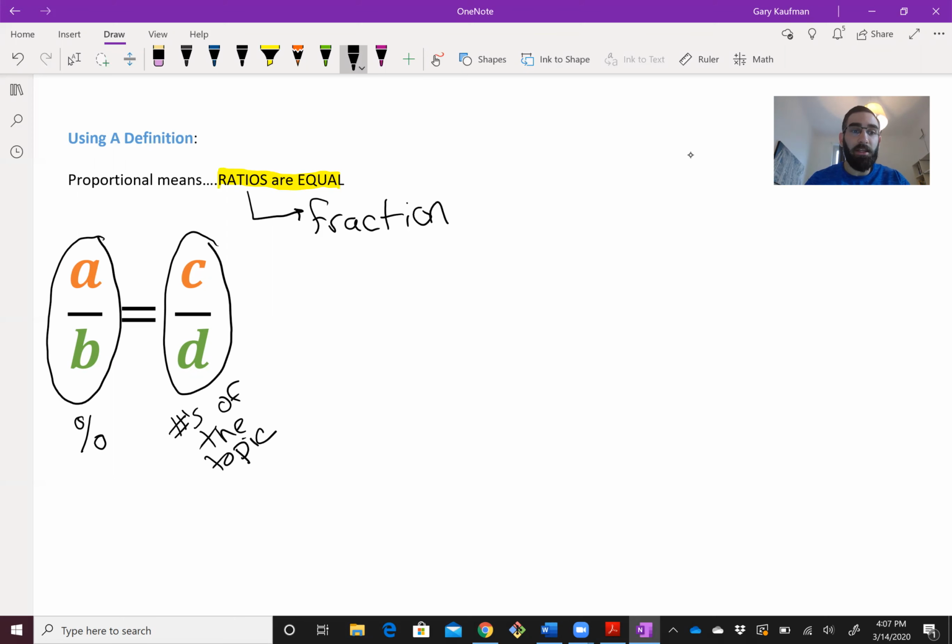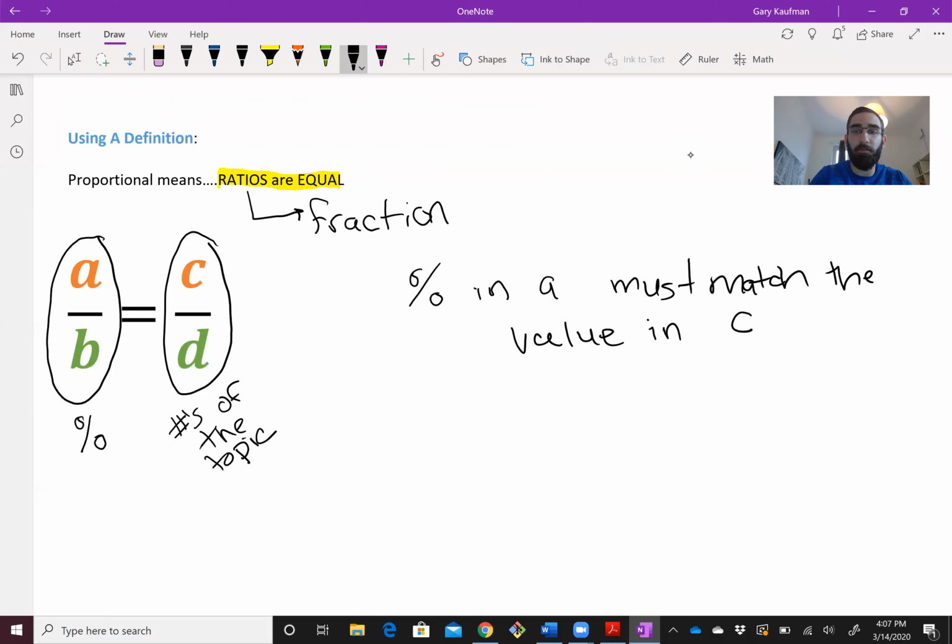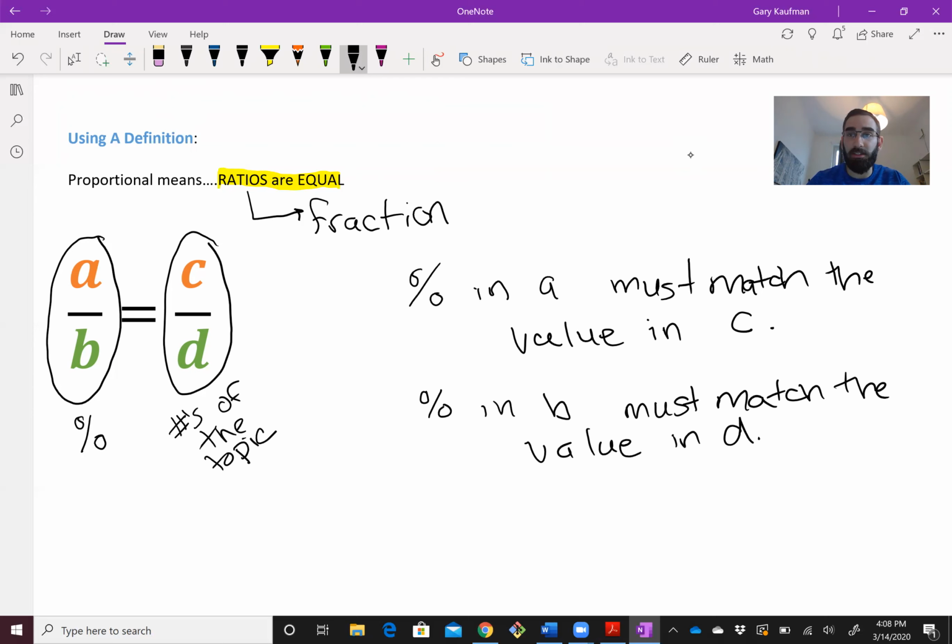Now, what has to happen, and this is why I color coded as well, is that the percentage in A must match the value in C. And the percentage in B must match the value in D. And we're going to see what this is like.